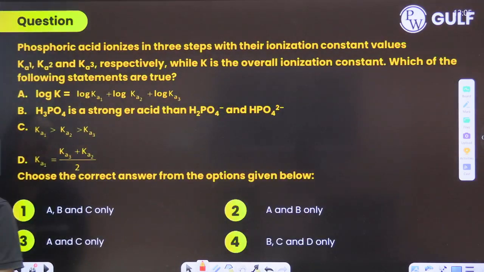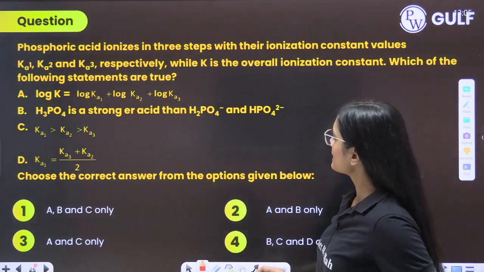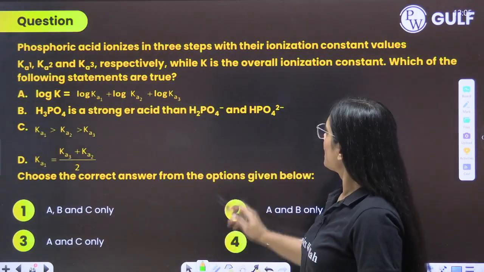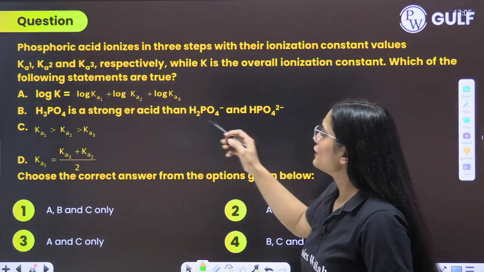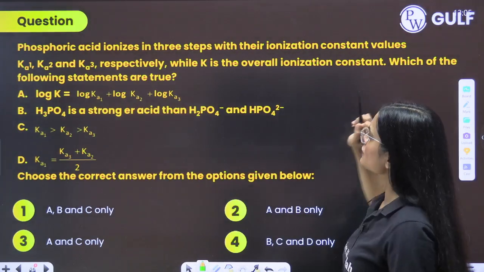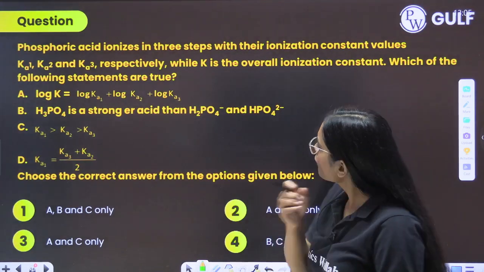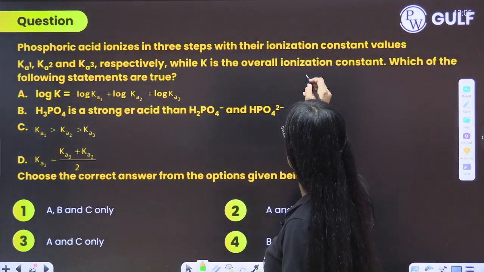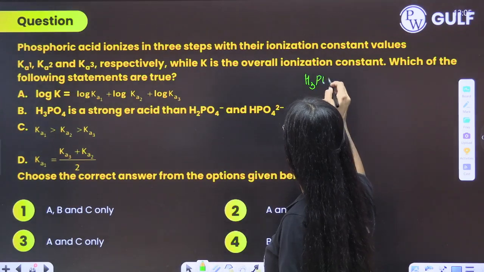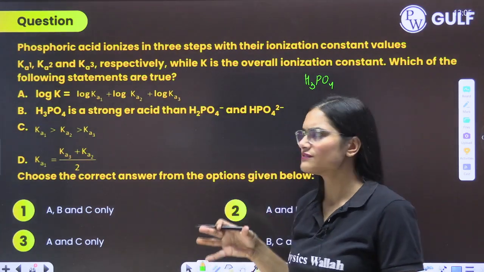Okay. So here this is from equilibrium, which says phosphoric acid ionizes in 3 steps with their ionization constant values K1, K2, K3. While K is the overall ionization constant, which of the following statements are true? So phosphoric acid, that is H3PO4. H3PO4 ionizes in 3 steps because it has 3 H plus ions which it can donate.